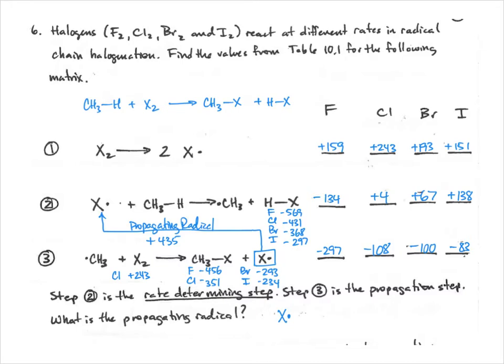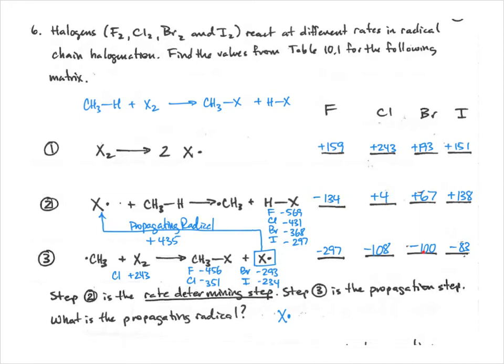Now look at the difference here. The sign flips from chlorine or fluorine to chlorine. Step 2 now requires 4 kilojoules per mole of energy, but step 3 is giving off negative 108 kilojoules. Because this is exothermic, it is sufficient to keep step 2 going.